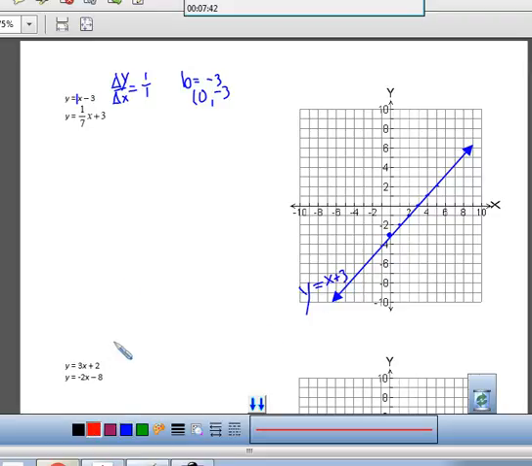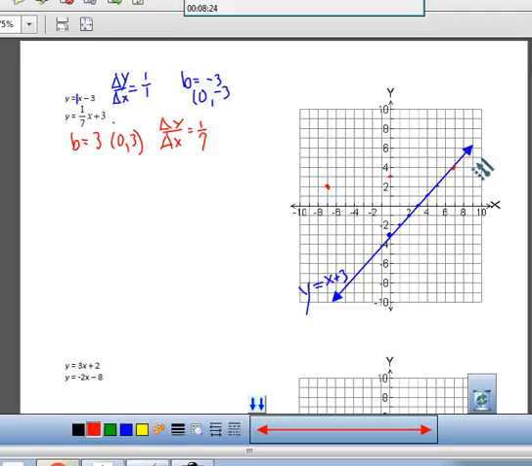The other line is y equals 1/7 x plus 3. So again, my b is 3, which means it's 0, 3. So I put a point there. And my slope, change in y over change in x, is 1/7. So up 1 over 7. Or down and to the left 7. So point there. And now I'm going to connect them with my straight line tool.